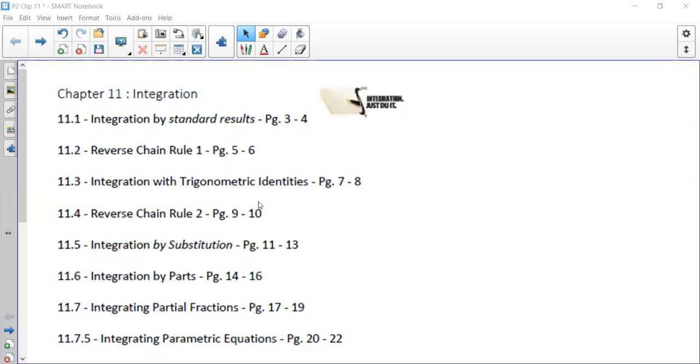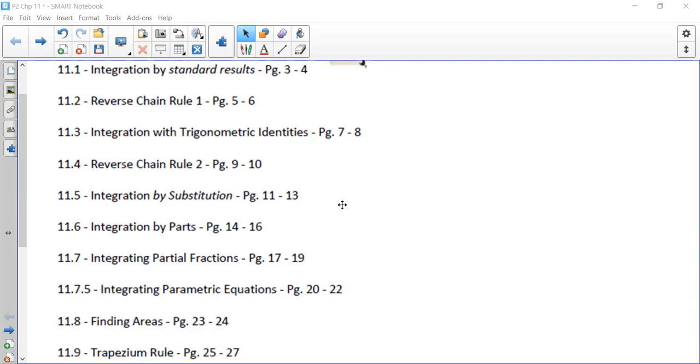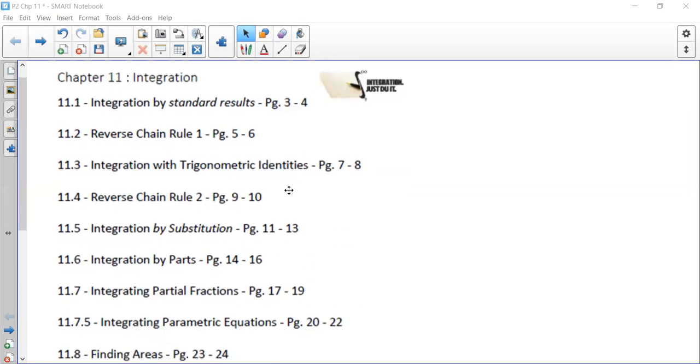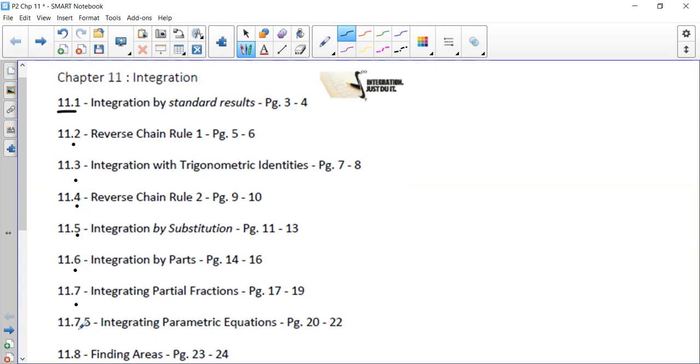Right, moving on to the new chapter, integration. Quite a long chapter. It's the longest in the pure maths, up to 11.12. Now, in terms of skills, there are 1, 0.2, 0.3, 0.4, 0.5, 0.6, 0.7, 0.7.5.